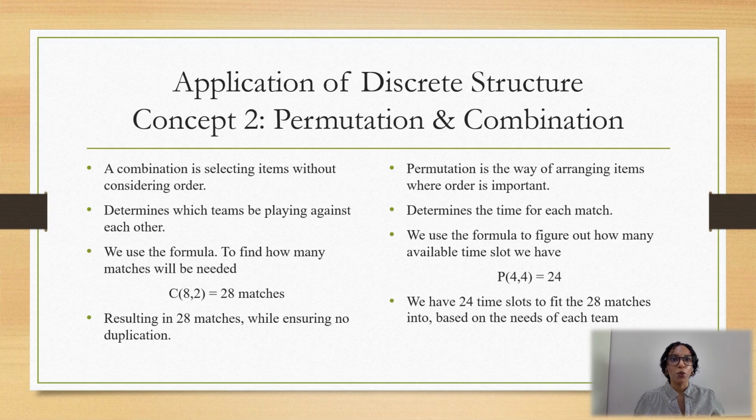For this tournament, we can use both combination and permutation. Combination is used to determine the matches to be played by each team because the order doesn't matter. Using the combination formula, we can figure out that we have 28 unique matches. We can then use permutation to figure out the timing for each match. This is because the order of the schedule matters. The time slots can be figured out using the permutation formula, giving us 24 time slots. We can now divide the 28 matches within the 24 time slots. This ensures efficiency and fair scheduling.